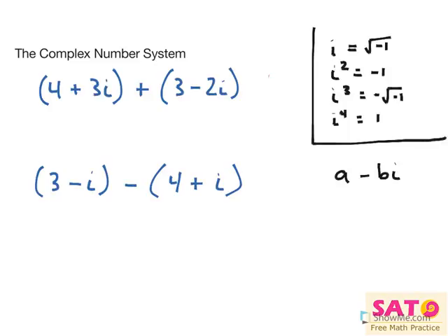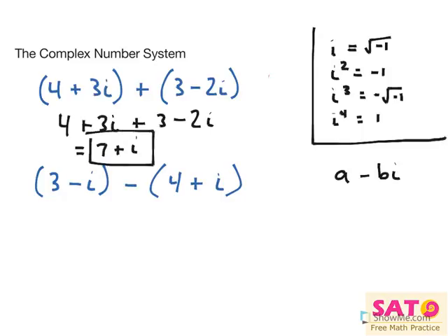So we would have (4 plus 3i) plus (3 minus 2i). We can just remove the parentheses here and get 4 plus 3i plus 3 minus 2i. Combine like terms because you cannot combine a real and an imaginary number, and we would get 7 plus i. And that would be our final answer. And make sure it's always in this form too, because that is the proper syntax.